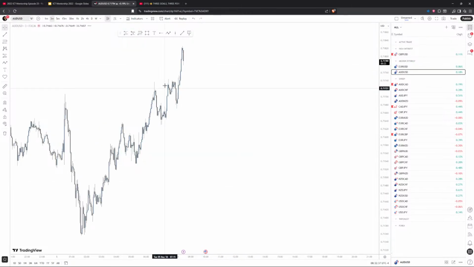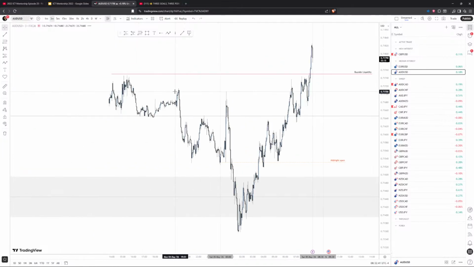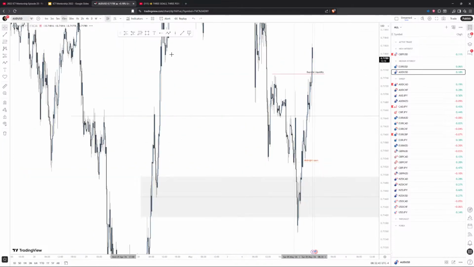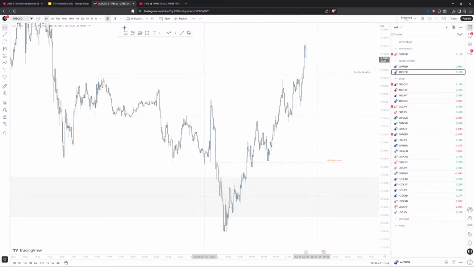Let's have a look at AU. AU we were looking at. We didn't enter, but we were looking at it. Okay, so we've taken out this buy side liquidity over here. Let's grab the market open really quickly.